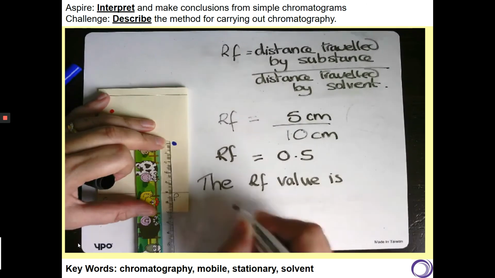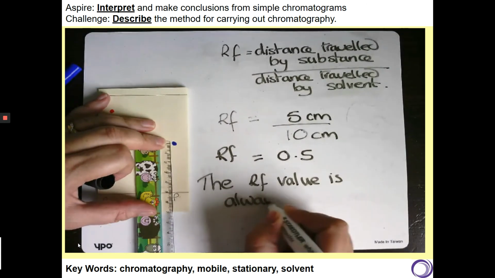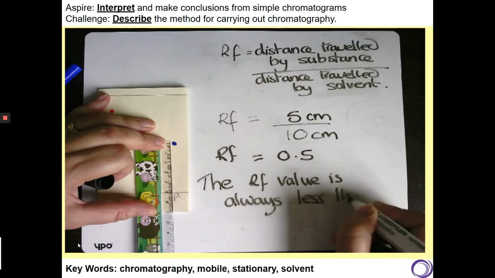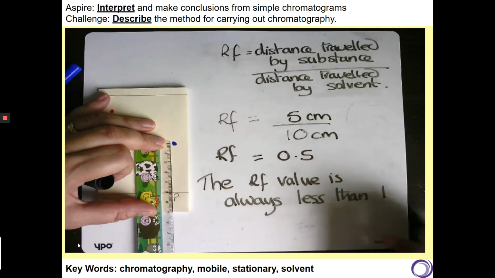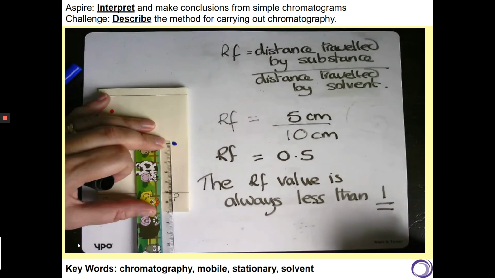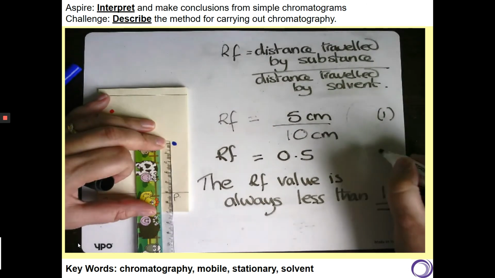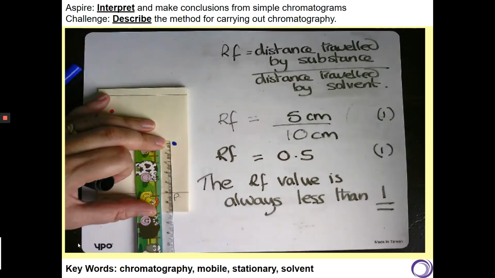Notice it doesn't have any units because the centimetres cancel out. They're on the top and the bottom. It's just a ratio. And the RF value will always be less than 1. It can't be more than 1 because that would mean that your spot had travelled further than your solvent. 2 marks in the exam, 1 for doing the sum and 1 for getting the right answer.